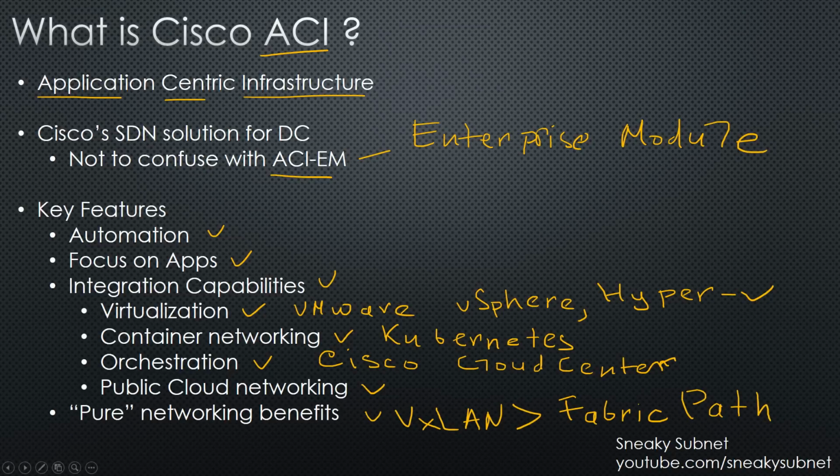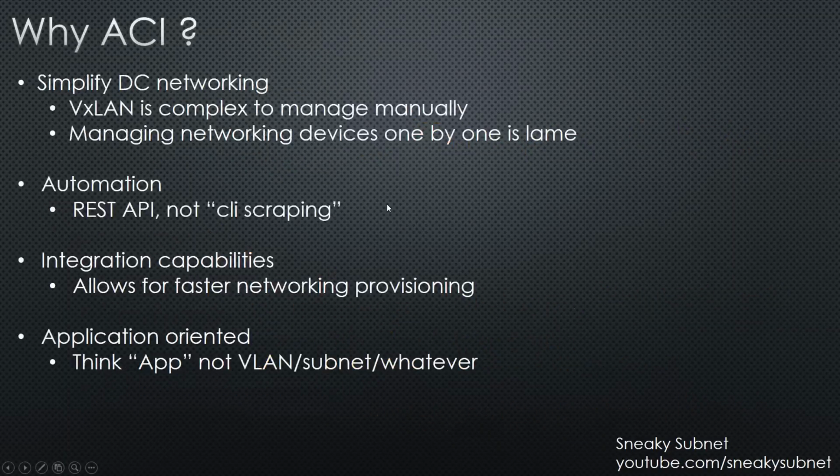And let's talk about why you should want to replace your current gear with ACI. In the first place, ACI simplifies data center networking and hides a lot of complexity from the administrator. ACI uses VXLAN behind the scenes, and if you configured VXLAN before on standalone Nexus switches, you will probably agree with me that it is not a very simple configuration. ACI hides that complexity from you, and even more. You don't have to configure each switch in your fabric separately. In ACI you configure the whole fabric as a whole.